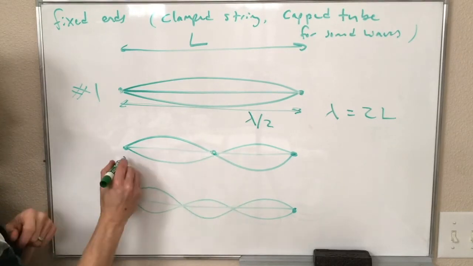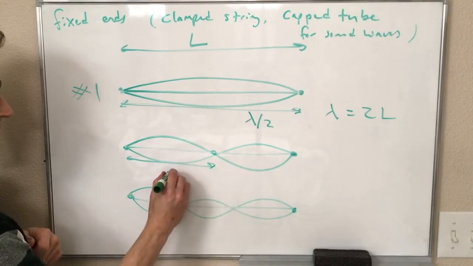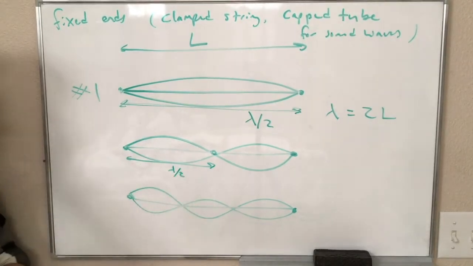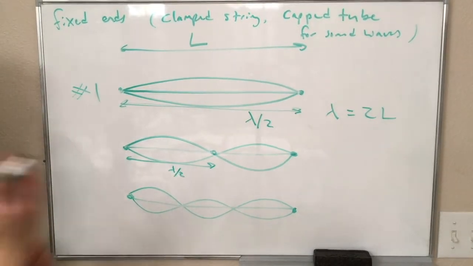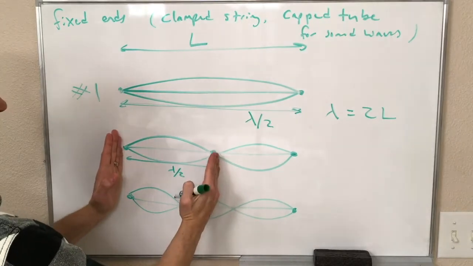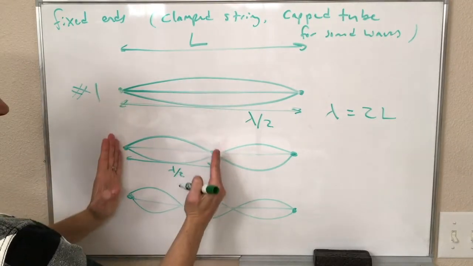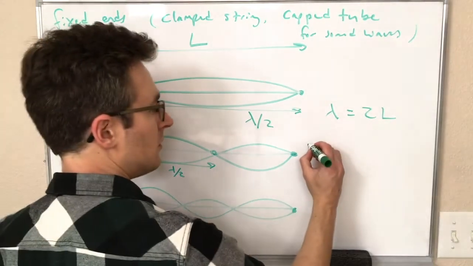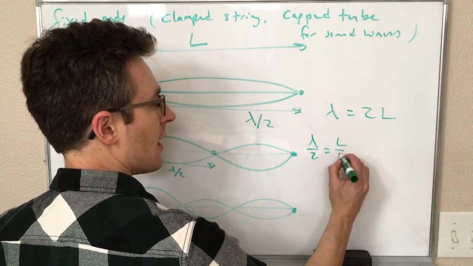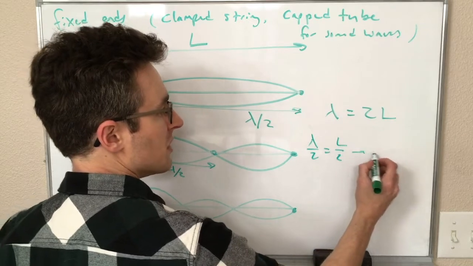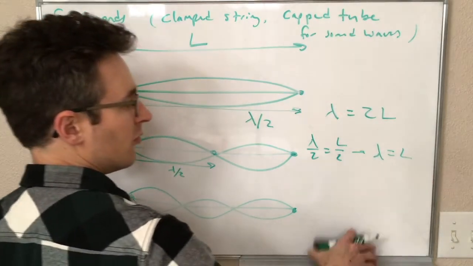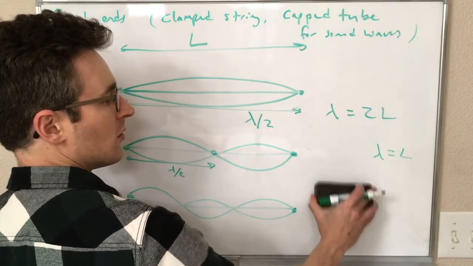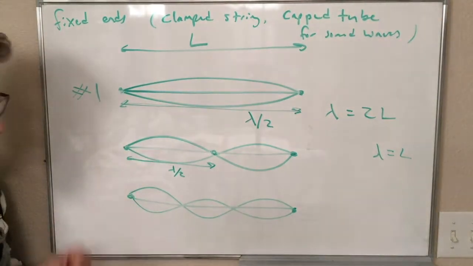The distance between these two nodes is now our lambda over 2, our half wavelength, and this is half of L, right? We have one of these and another of these that add up to make L. So lambda over 2 is equal to L over 2, which means that lambda equals L for this standing wave.